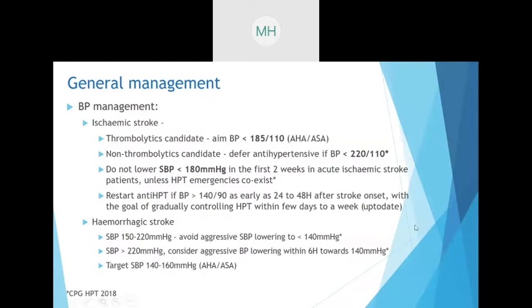All right, so next is hemorrhagic stroke. In hemorrhagic stroke, according to our CPG, if a patient comes with SBP of 150 to 220, avoid aggressive SBP lowering to less than 140. If SBP is more than 220, we can consider aggressive BP lowering within 6 hours towards 140. So it's not less than 140. Overall, the AHA and ASA target SBP of 140 to 160.